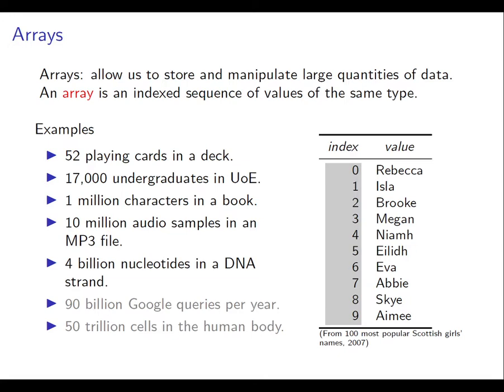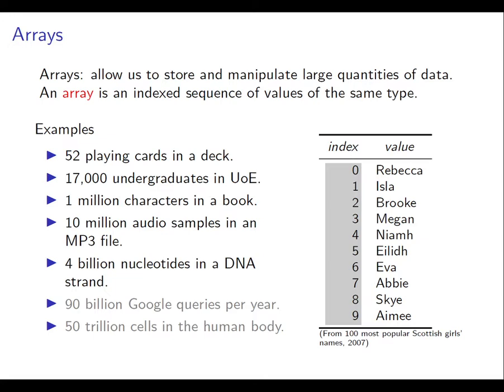Indexed means, as you see in this table on the right, that we have a notion of what the number of a particular element is. So on the right we have a table of Scottish girls' names dating from 2007, which must have been the most recent data available back in the mists of time when the first version of these slides was created. And so what we're saying is that the 0th element of our list is Rebecca, the first element is Isla, and so on up to the 9th element of the list is Amy. We'll have something else to say in a moment about the fact that we start at 0, but for now just notice it.